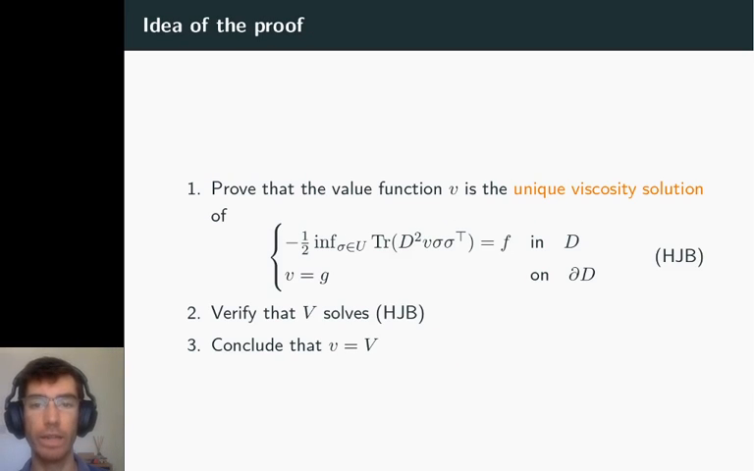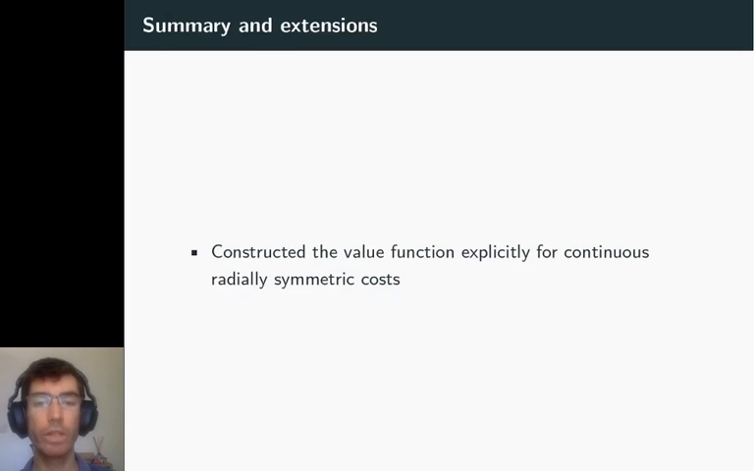Let me give a quick idea of the proof of this result. So first of all, we would prove that the value function is the unique viscosity solution of this boundary value problem for a Hamilton-Jacobi-Bellman PDE here, just adapting some standard theory from stochastic control theory. And then we verify that our candidate value function V is also a viscosity solution of this problem and conclude by uniqueness that we have indeed found the value function. So to summarize, what we've done here is we've constructed a closed form for the value function in a radially symmetric environment and verified that this value function is indeed correct.